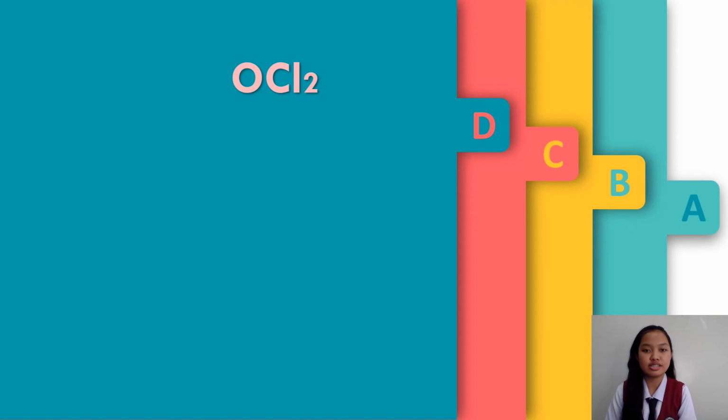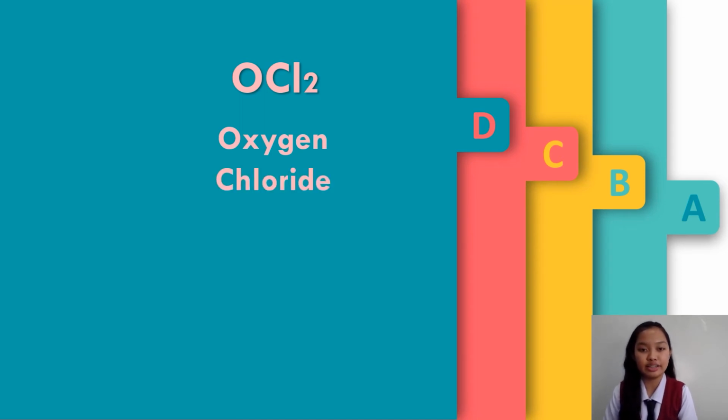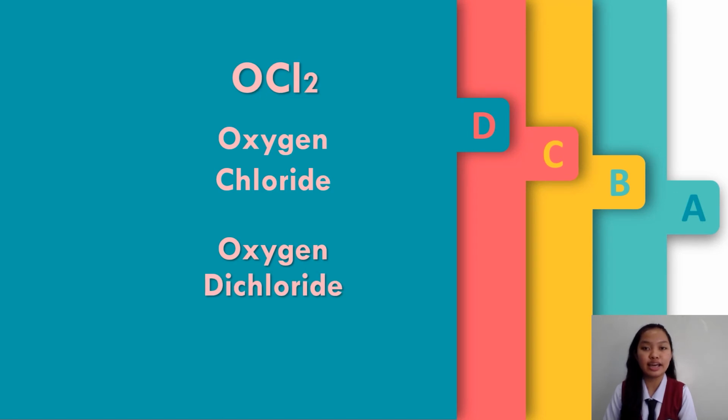What if we do the reverse? OCl2. How would we name and read this? Since we should know what are the elements present, it is oxygen and chloride. Just like the first type, however, we should add the prefixes. Since we do not see any number here, it means 1, but we would not use mono. So it stays as oxygen. Since 2 means di, we use dichloride. We add di to the word chloride. And that is already our final answer.